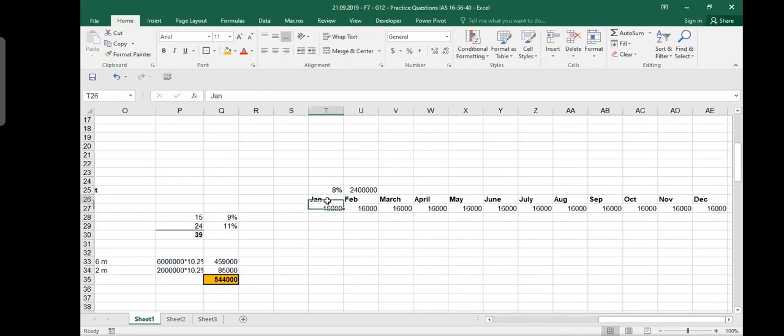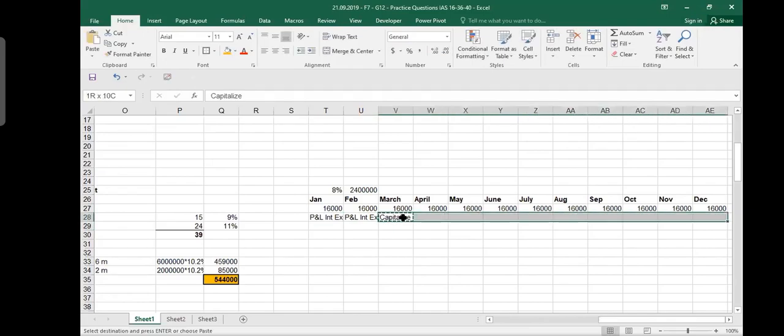We took out the loan from here, but this month and this month we were not doing construction. So this interest will go to your P&L as interest expense. This also will go to P&L as interest expense. Capitalization starts here, and from here until the end, you will capitalize. Agree? Yes. Okay.